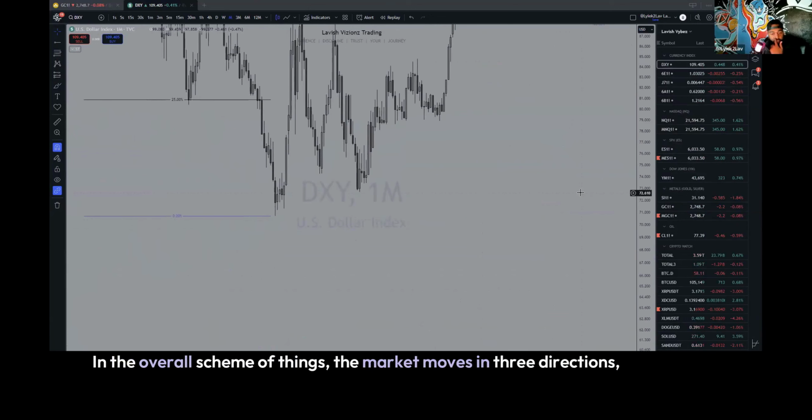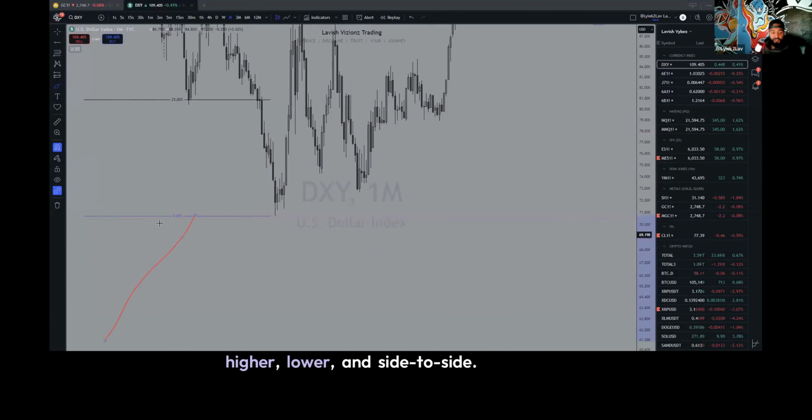In the overall scheme of things, the market moves in three directions: higher, lower, and side to side. If we can identify which one is present, we can place ourselves in the correct direction.